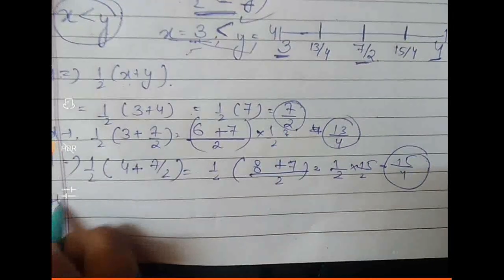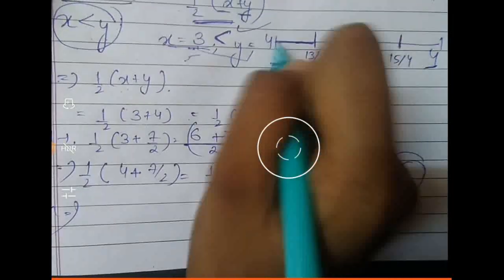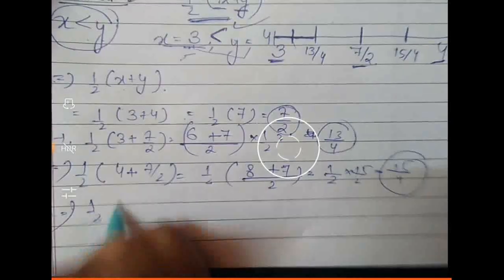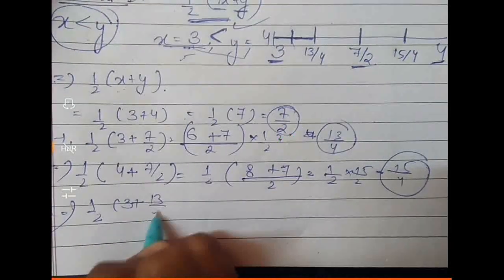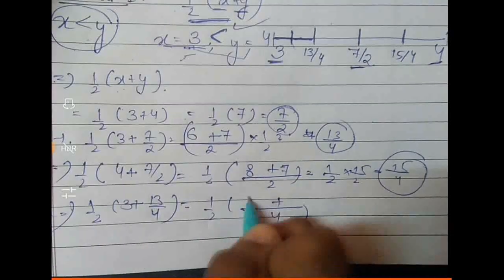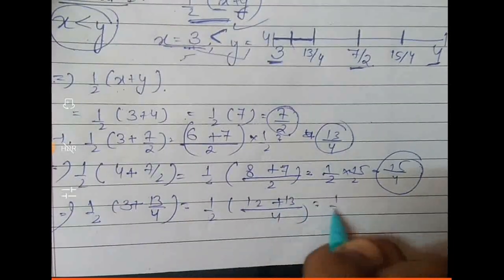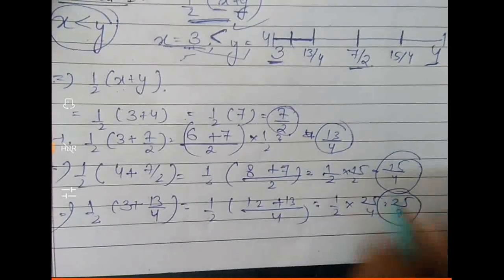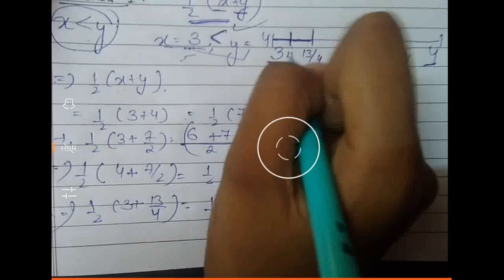Now the fourth rational. Where can I drop the fourth one? Can I drop it between this and this? Between here? We can lie. So it is half into 3 plus 13 by 4. Half into here 4 will lie. Okay, so it is half into 25 by 4, that is 25 by 8. Just see how I'm doing these questions.